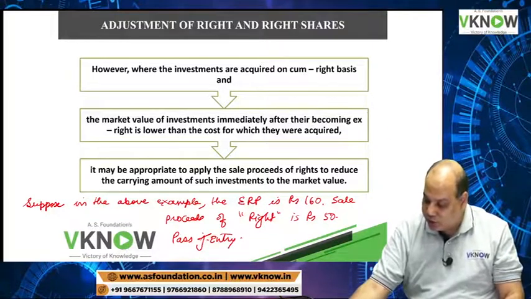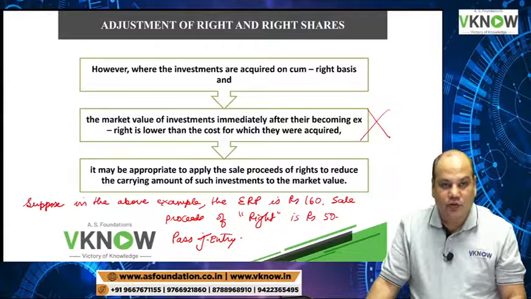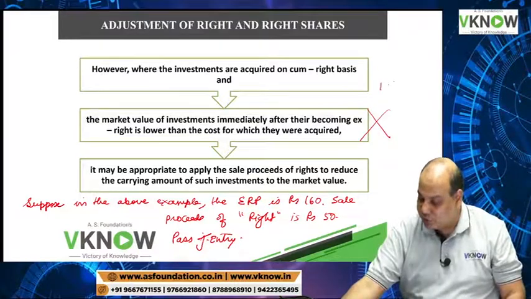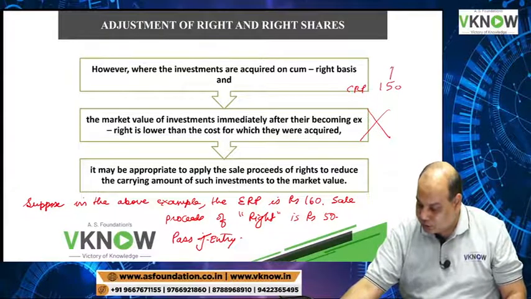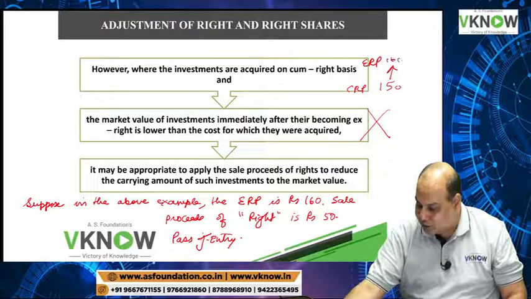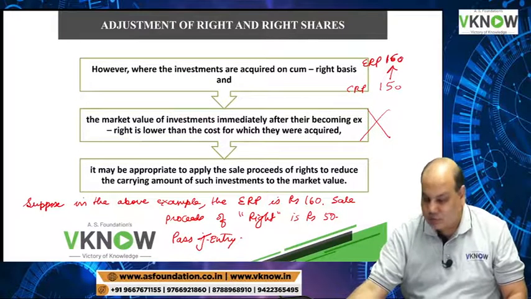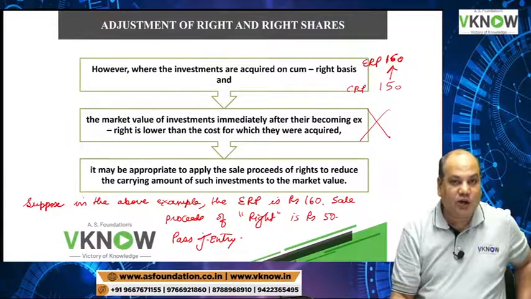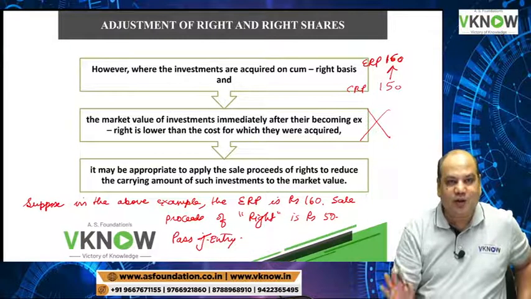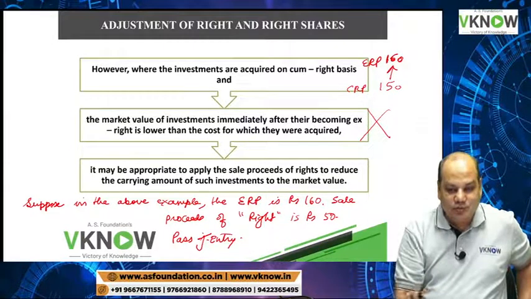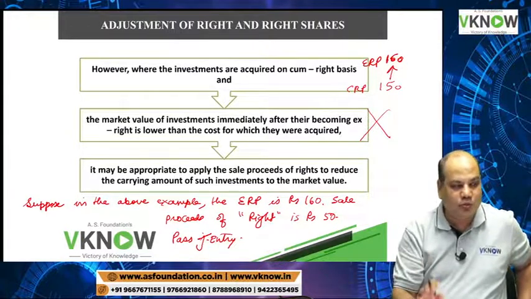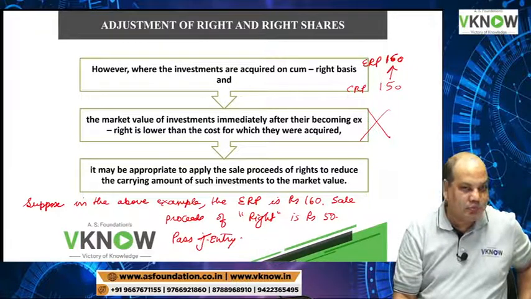This condition has failed. What is the condition? Ex-right price should be lower. We have purchased the share for 150, cum-right price. But in this example, the ex-right price is higher. This is share market, okay? Anything can happen. You will ask me, how can ex-right price be higher? Mathematically, it should not be higher. But practically in the stock market, share prices can zoom, sometimes boom, sometimes doom. So this zoom, boom, doom is what the stock market is all about. So it can go up.